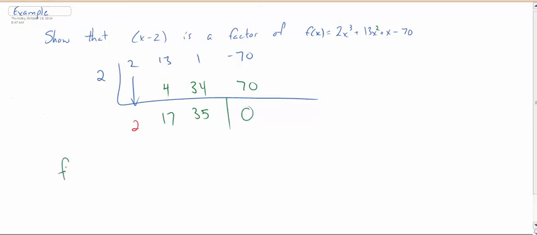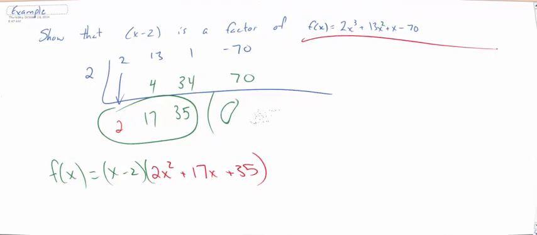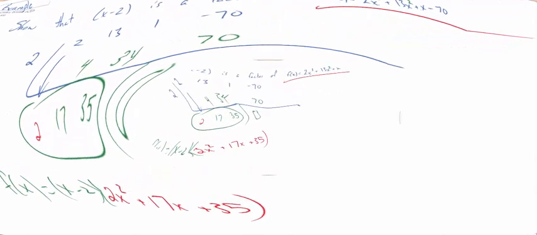So what does this mean? Well, it means that f of x is equal to x minus 2 times this new depressed polynomial. So times 2x squared, remember the degree of x drops 1, was x cubed, now it's x squared, plus 17x plus 35. If you don't believe it, go ahead and expand. You will get our f of x. Crazy, cool stuff, guys.